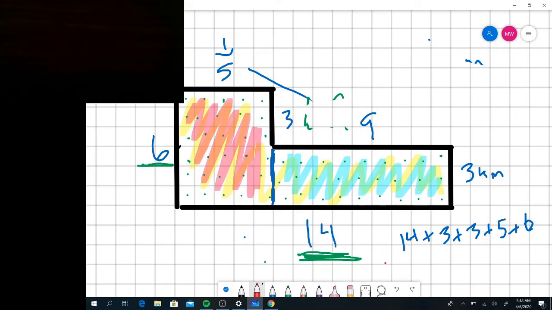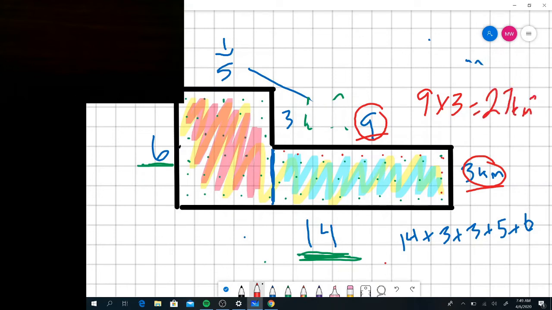Okay. So I just need to do, like I know, length times width. So here is my length, 9. 1, 2, 3, 4, 5, 6, 7, 8, 9. 9 groups of 3. 1, 2, 3. So I'm going to go 9 times 3. My length times my width. 9 kilometers times 3 kilometers equals 27 kilometers squared. It's really important that we do the squared. So this box, this blue box, is 27 kilometers squared.